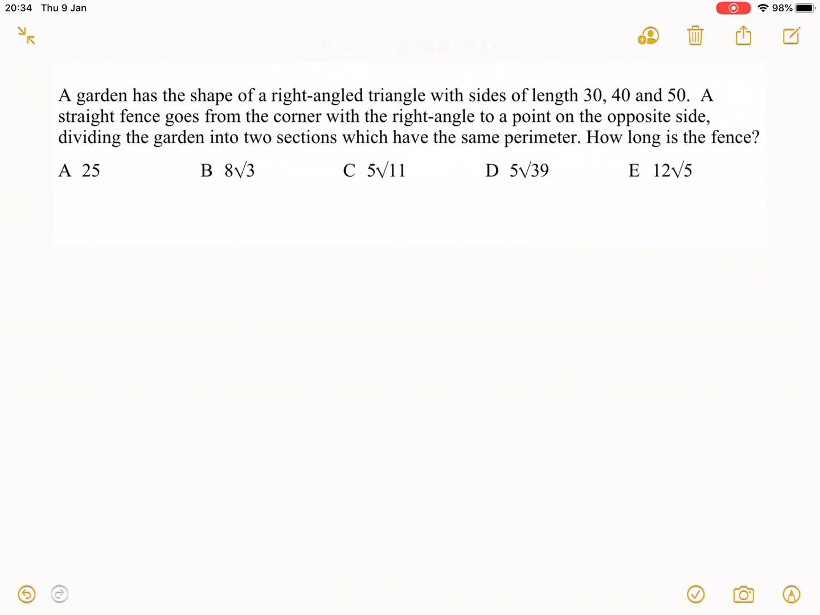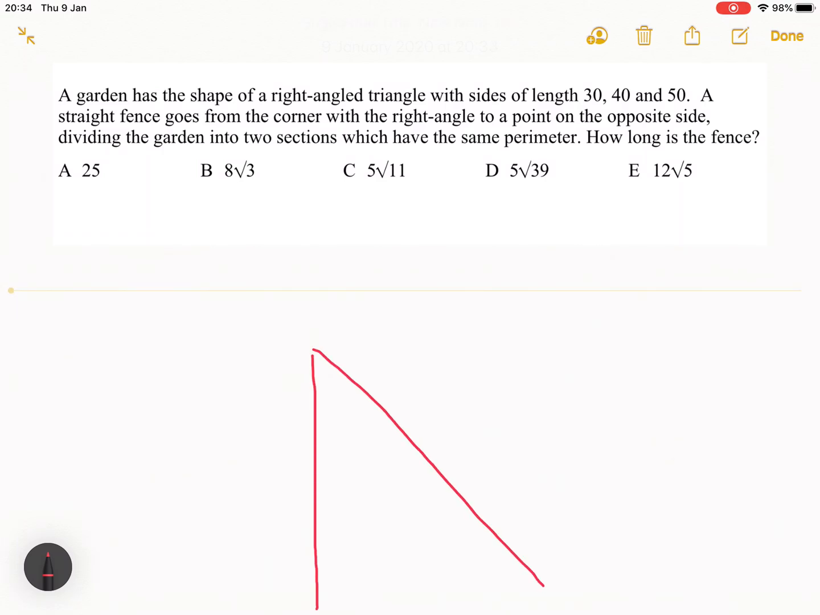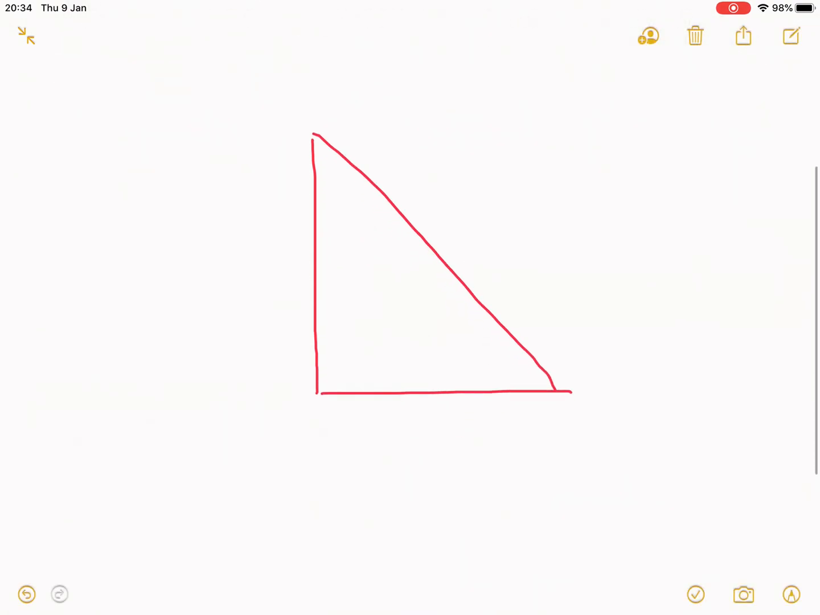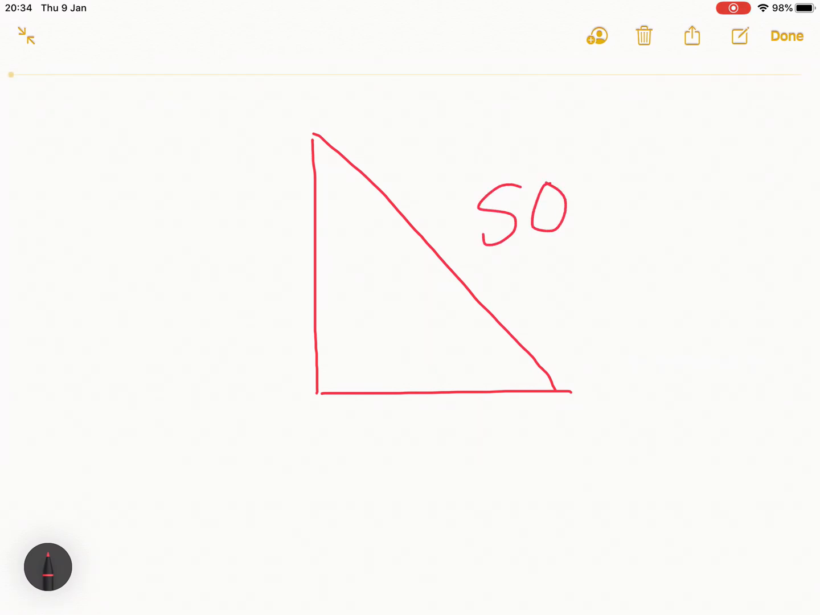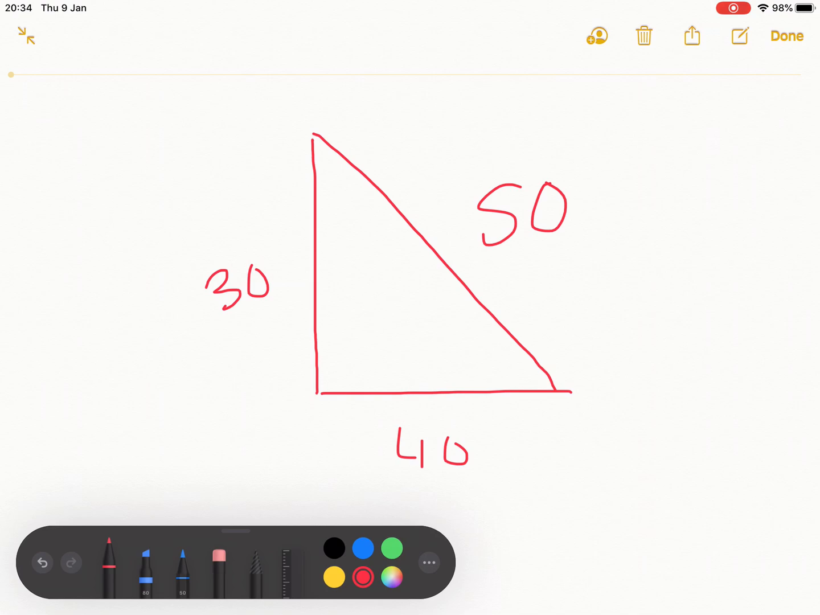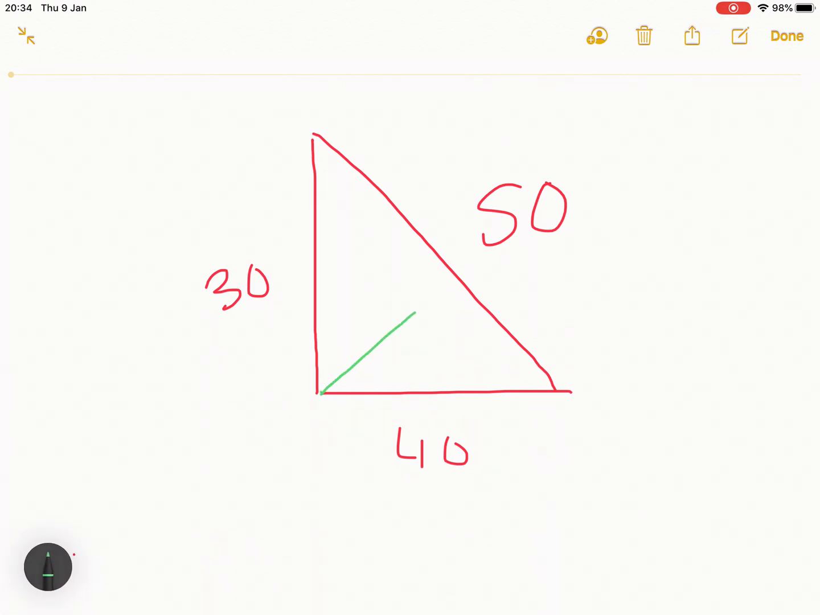So to make it easier for ourselves, we can draw our diagram since they haven't drawn it for us. So we have our height here, our hypotenuse here, and our base here. So we can say that our longest side would be our hypotenuse, so 50. And then wherever 30 and 40 are placed, it really doesn't matter. But we'll keep 30 as our height and then 40 as our base. And then our fence length that we have to find out goes from the corner, where the right angle is, to the opposite side. So we can call this green line x. So we're basically solving for x.